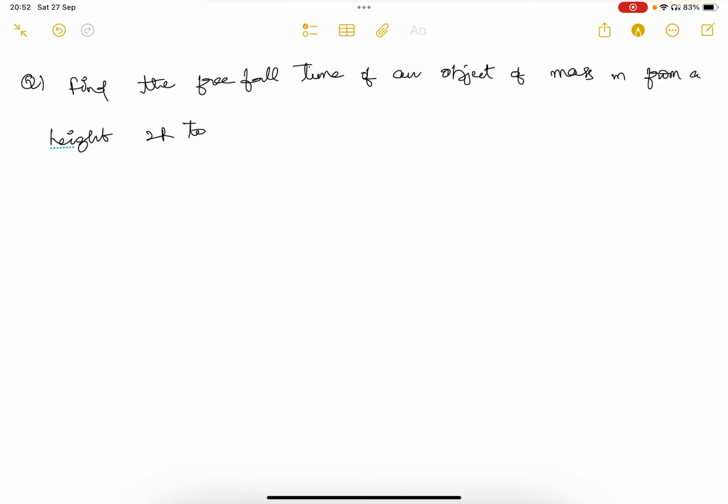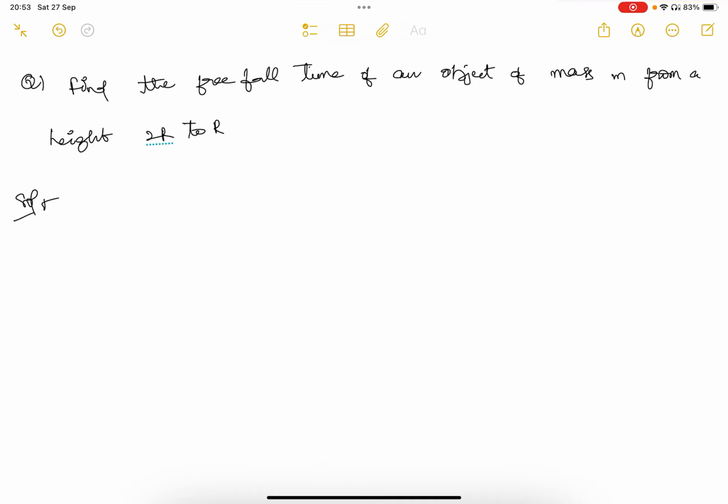Hello, let's solve this question. Find the free fall time of an object of mass m from a height 2r to r. So let's solve.